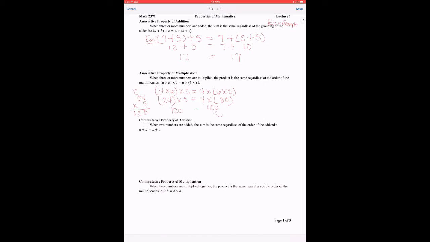For me, the right side is easier to work. So that's what the associative property allows us to do, is to regroup so we can set things up that are easier.